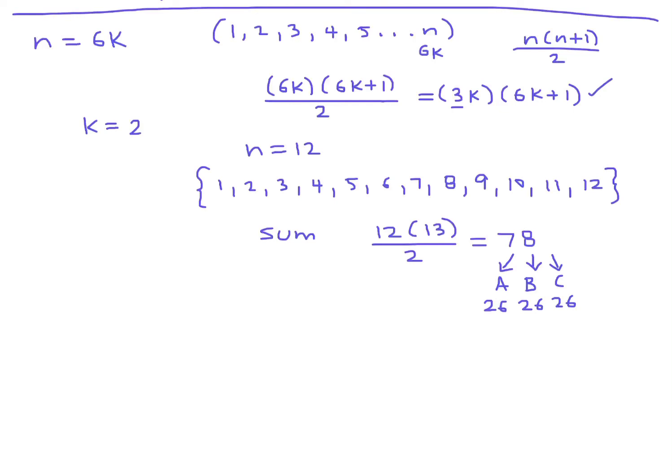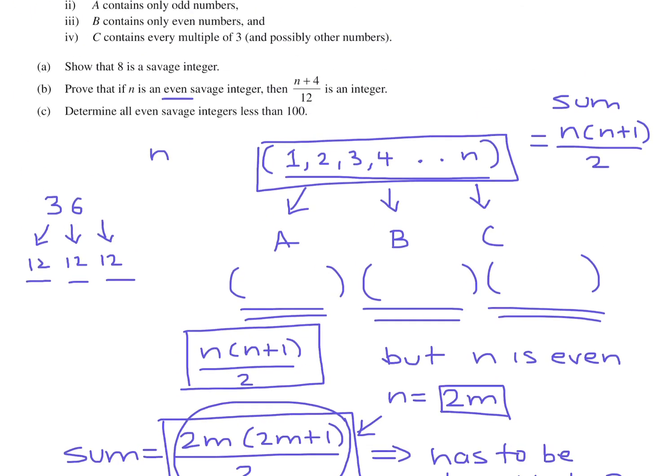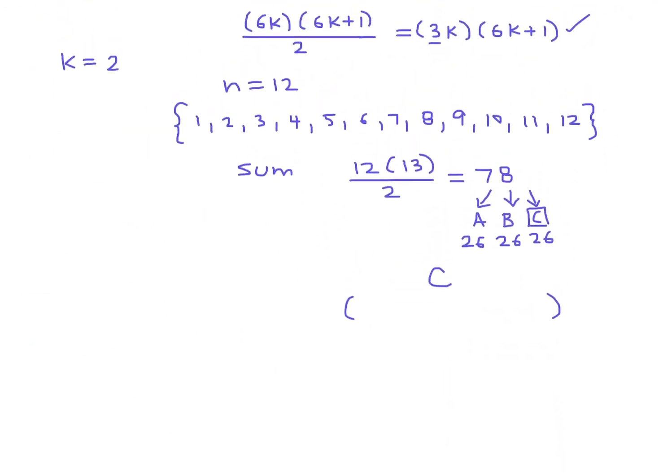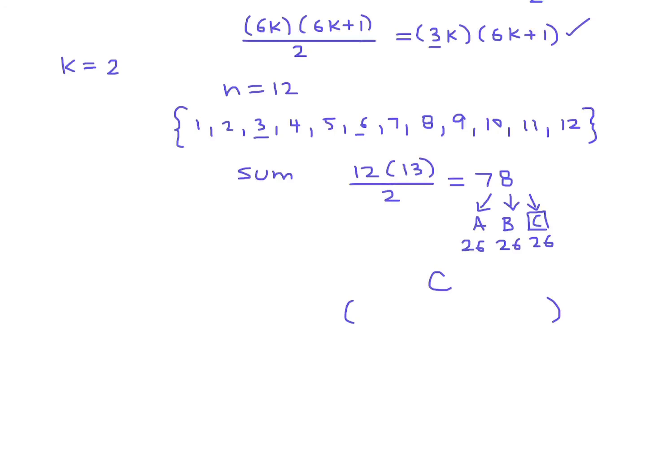Now, look at subset C and pay close attention to C. C, if you recall, only gets numbers that are multiples of 3, right? C contains every multiple of 3 and possibly other numbers. Okay, no problem. We can create C pretty quickly here. All the multiples of 3, so 3, 6, 9, and 12. Now, let's add up that sum. What is it? It's 9, 9, and 12, right? So that's 30.